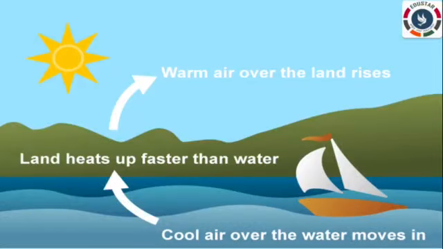If we go to a seashore on a hot and sunny day, we will find the sand on the shore very hot and seawater cool. This happens because land gets heated up faster than water. It also cools down faster than water. This difference gives rise to sea breeze and land breeze. Let us learn how.